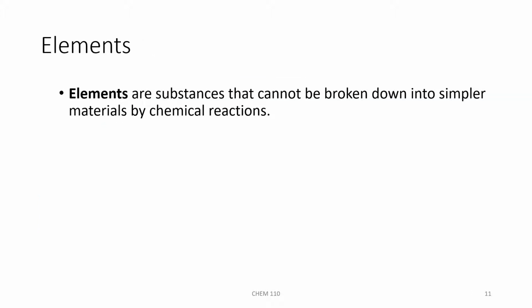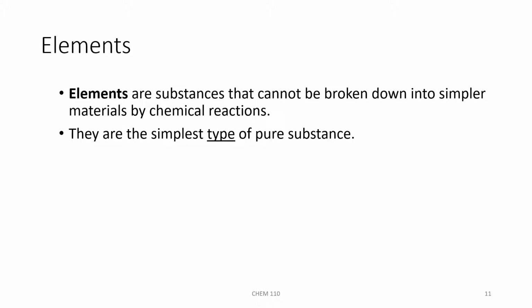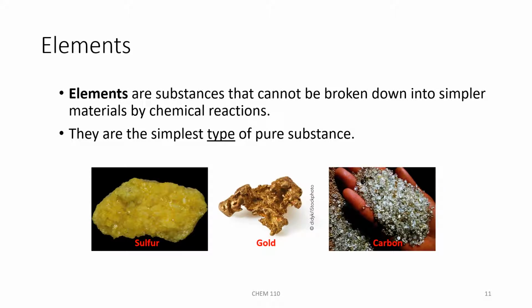Elements are substances that cannot be broken down into simpler materials by chemical reactions. They are the simplest type of pure substance. There are many different types of elements all around us. For example, sulfur is an element. It's made up of only one type of atom, which are sulfur atoms. Gold is an element. It's made up of only one type of atom, which are gold atoms. And carbon is an element. This specific carbon is diamond, which is an allotrope of carbon. Carbon can be in the form of graphite or diamond.